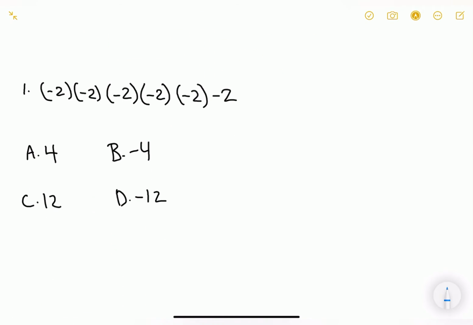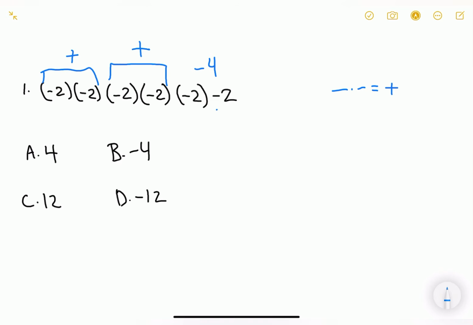Number one says -2 times -2 times -2 times -2 times -2 minus 2. So we know that a negative times a negative equals a positive. We know this rule, meaning this is going to be positive, this is going to be positive. But what is -2 minus 2? -2 minus 2 is -4. So let's solve this together.